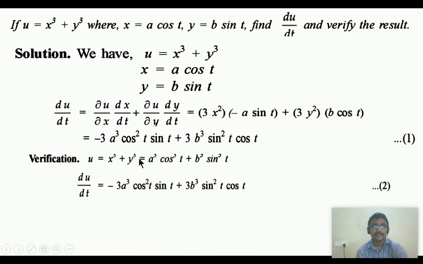Now verification. Given u is x cube plus y cube, directly substituting x, y in terms of t, now we can compute du by dt. So du by dt is obtained by ordinary differentiation. So a cube is constant, cos cube t derivative 3 cos square t, and then cos t derivative is minus sin t. That is minus 3 a cube cos square t into sin t. b cube constant, sin cube t derivative is 3 sin square t, and then sin t derivative is cos t. Let it be equation number 2.